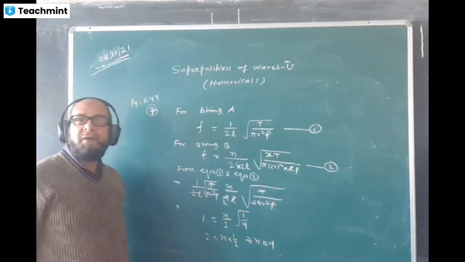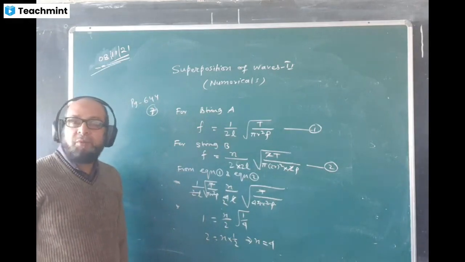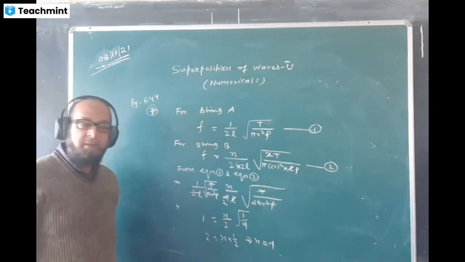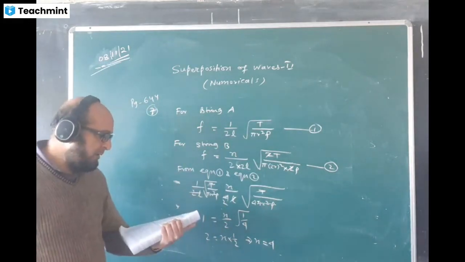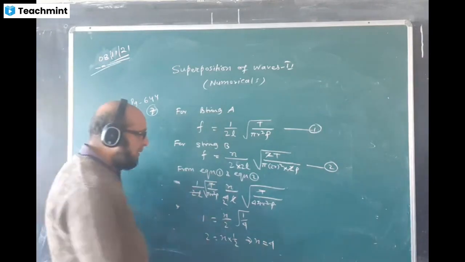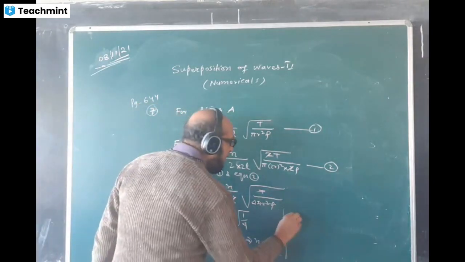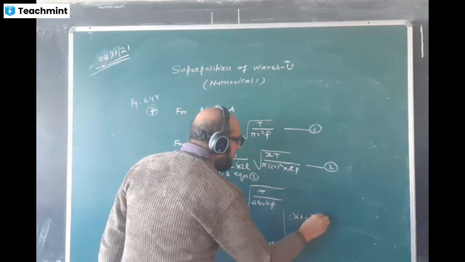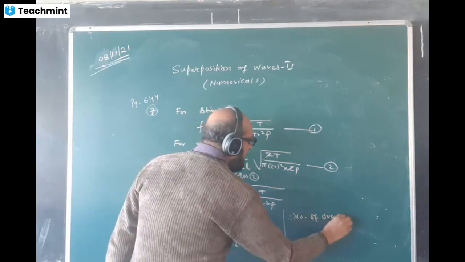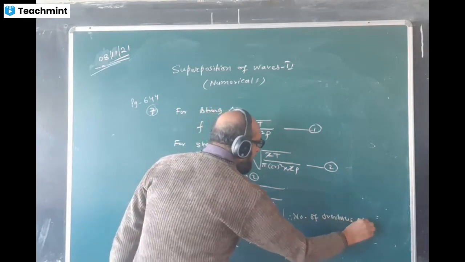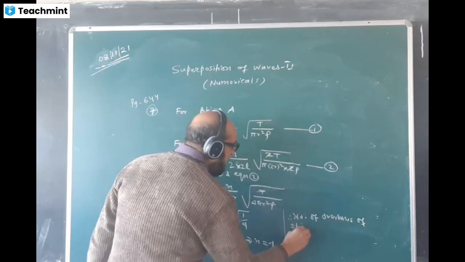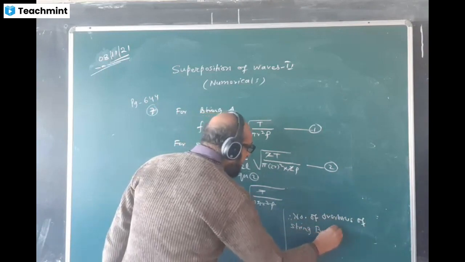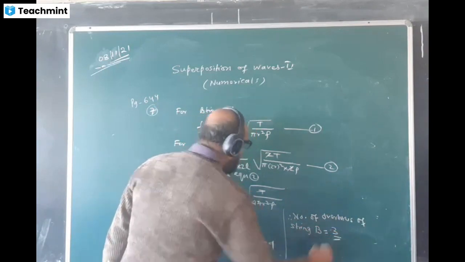N represents the number of harmonics. If the number of harmonics is 4, then the overtone will be 3. So you write it as the third overtone. Therefore, the number of overtones of string B is equal to 3. The answer.